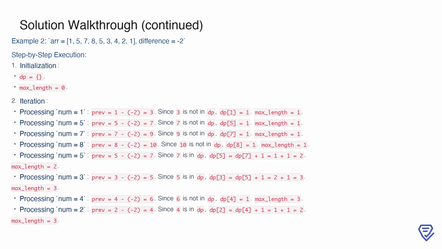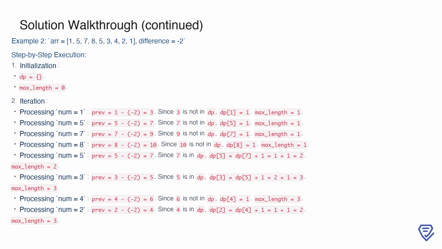For the next number, 5, the previous number is 5 minus -2 equals 7. Since 7 is not in DP, we start a new subsequence with 5, setting DP[5] to 1, and max_length remains 1. Similarly, for 7 and 8, their previous numbers are not in DP, so we initialize DP[7] and DP[8] as 1, with no change to max_length.